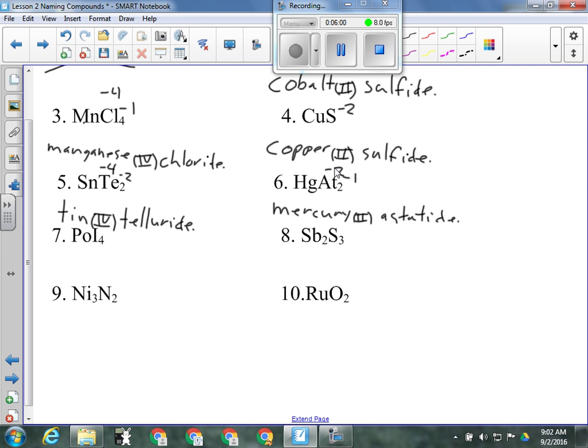Okay, and then for number 7, we have polonium with iodine, and iodine's always a -1 as well. So that gives me a total of 4 negative charges, which means polonium has to have a charge of +4 because there's only 1 polonium atom.